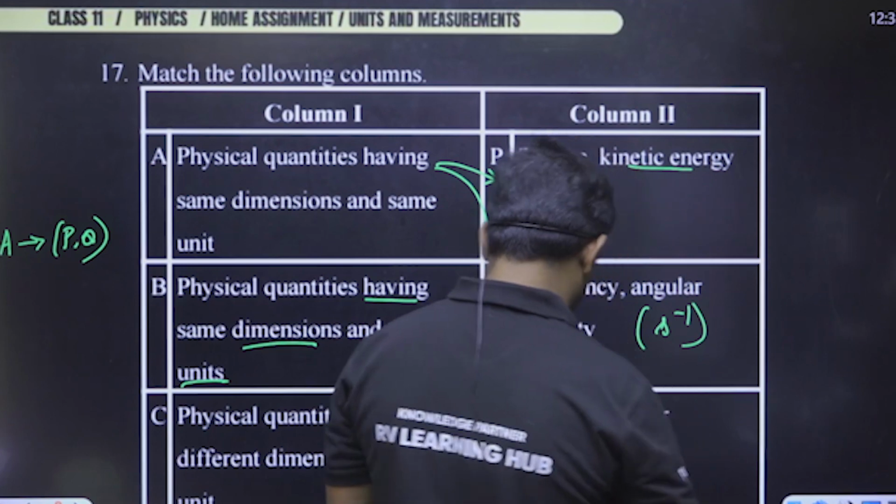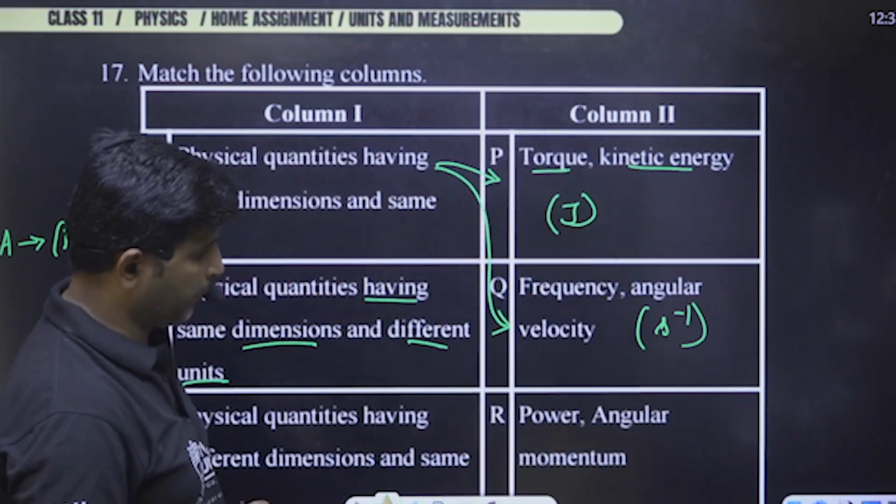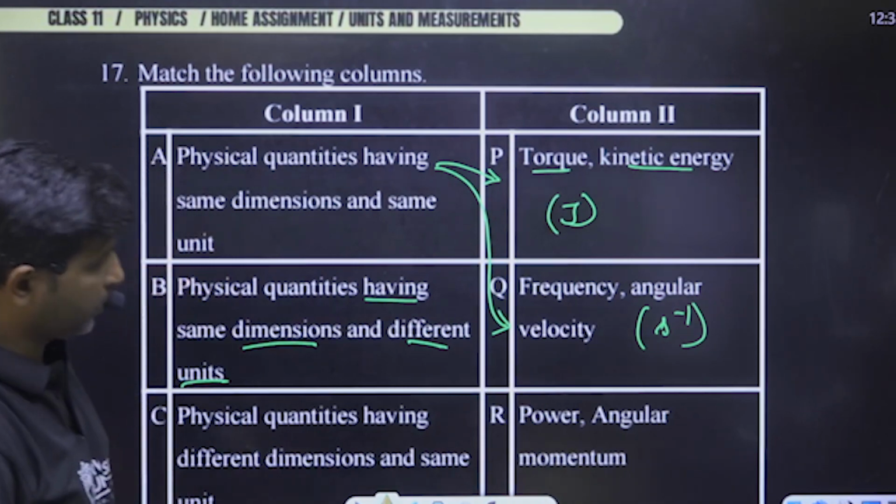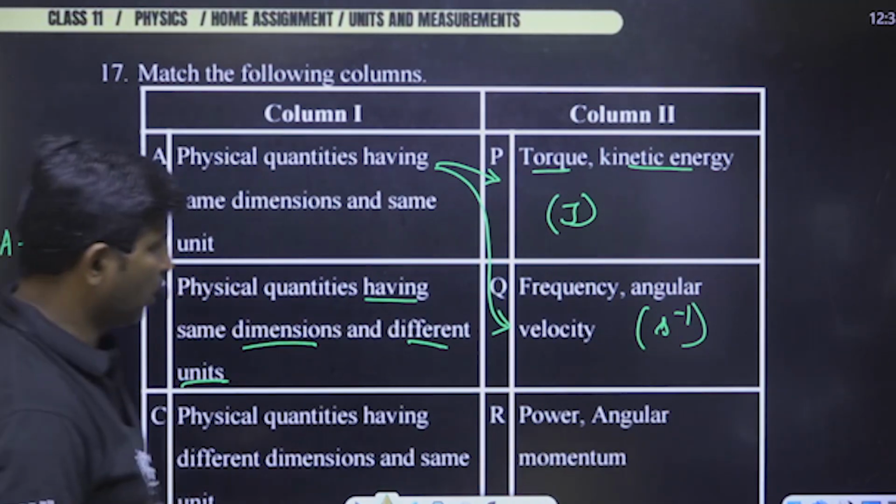Power is nothing but work done by time. And angular momentum L is nothing but joule second. We will get it, joule second.